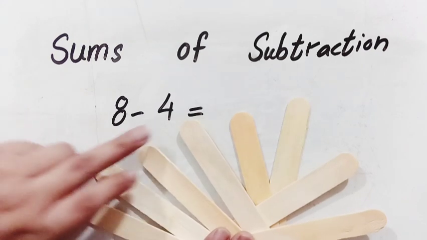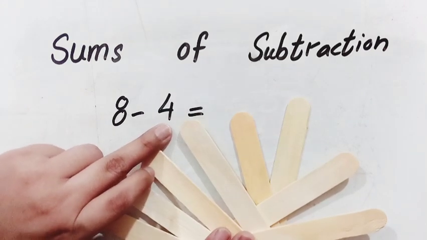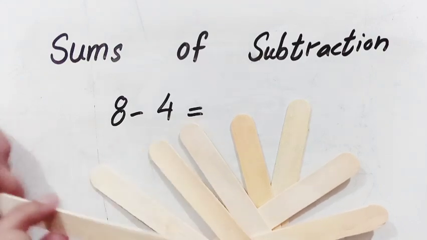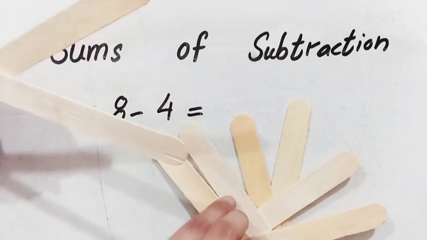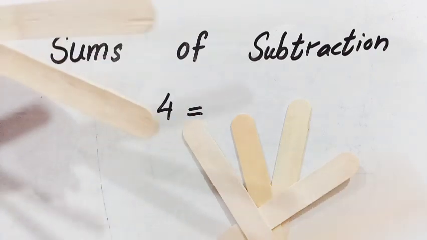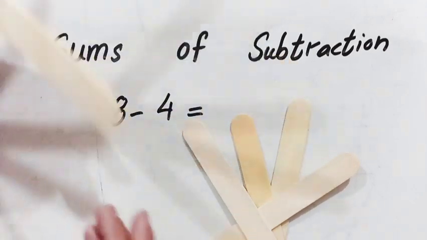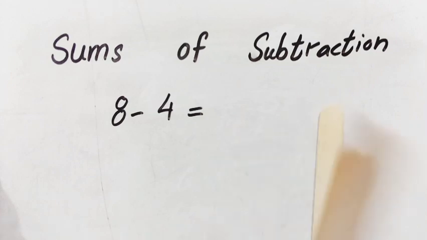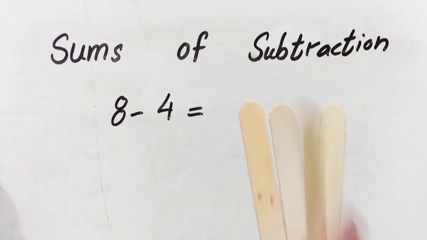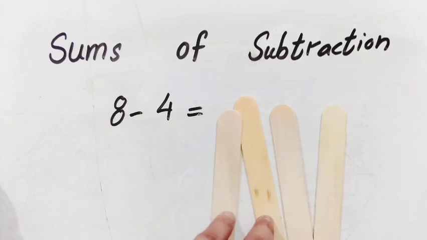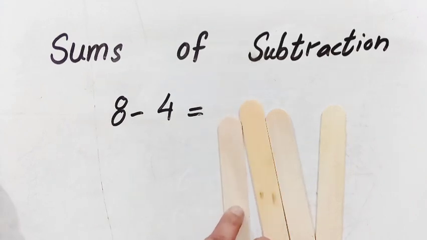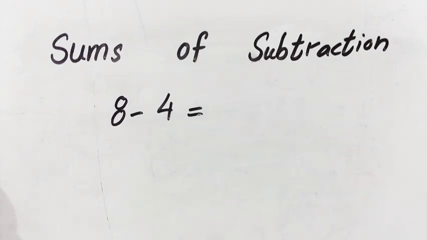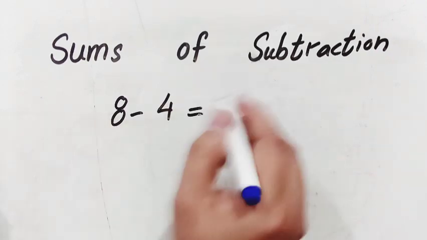Now we will take away 4 as there is minus 4 in our question. So we will take away 4 sticks. 1, 2, 3 and 4. We have taken away 4 sticks. How many are left? Count with me. 1, 2, 3 and 4. Repeat again. 1, 2, 3 and 4. So it means the answer is 4.